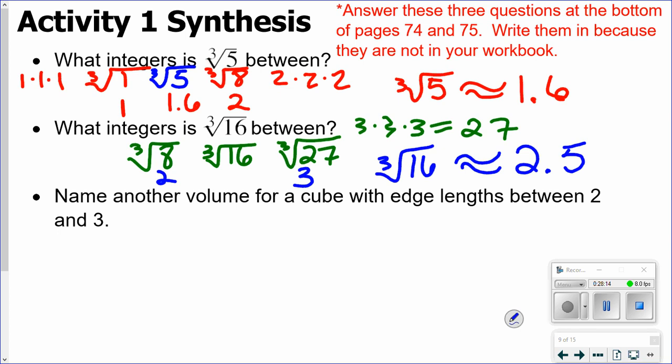Anything that falls between the cube roots of 8 and the cube roots of 27 would give us a volume with edge lengths between 2 and 3. So as long as you have something listed in between the cube root of 8 and the cube root of 27, you are good. So all of those examples work. And that would approximate between 2 and 3. All right.